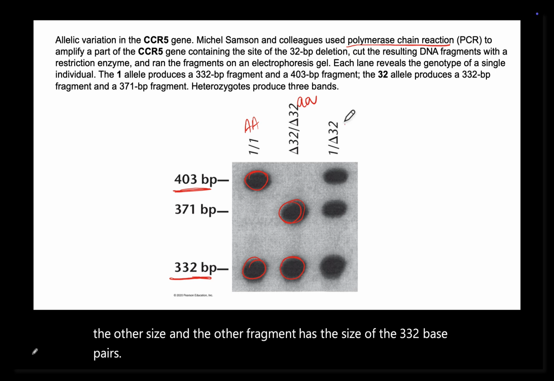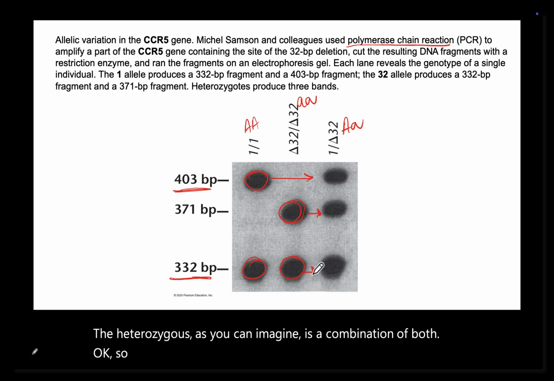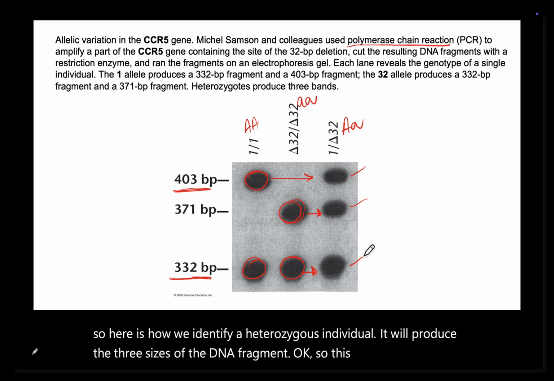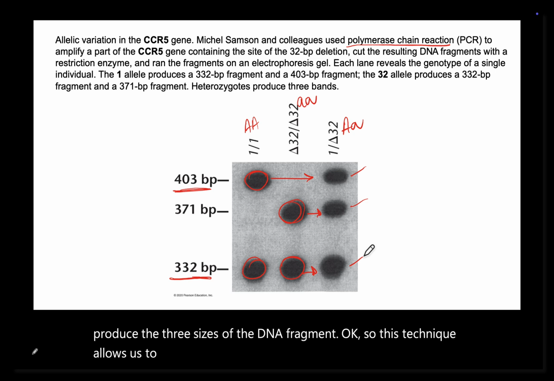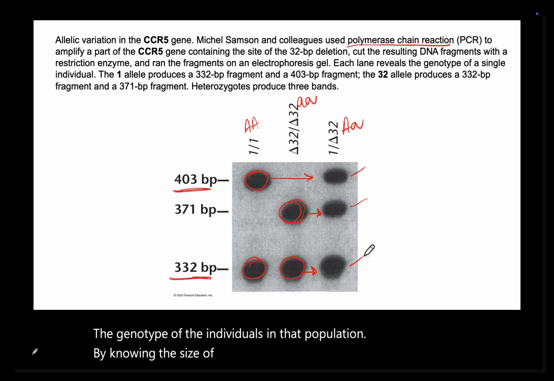The heterozygous, as you can imagine, is a combination of both. Okay? So here is how we identify a heterozygous individual. It will produce the three sizes of the DNA fragment. Okay? So this technique allows us to identify the genotype of the individuals in that population. Okay? By knowing the size of the fragment of the DNA created in this reaction.